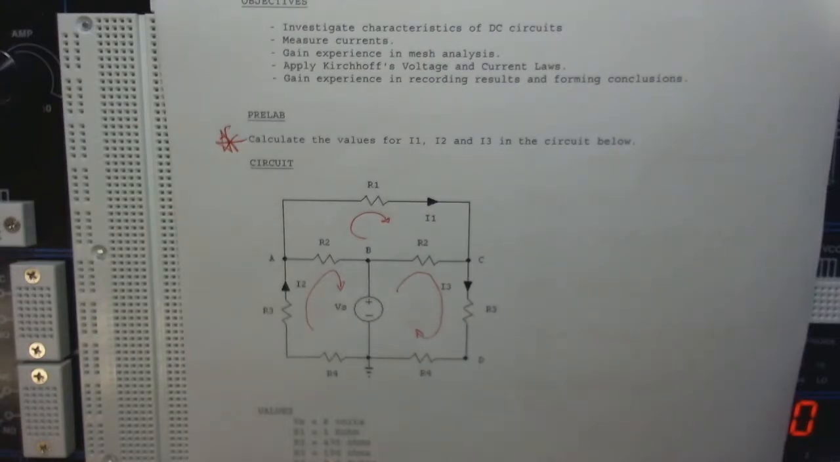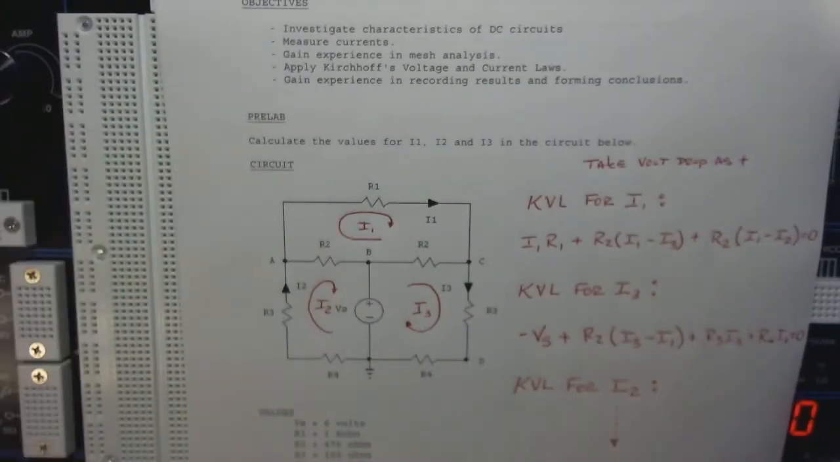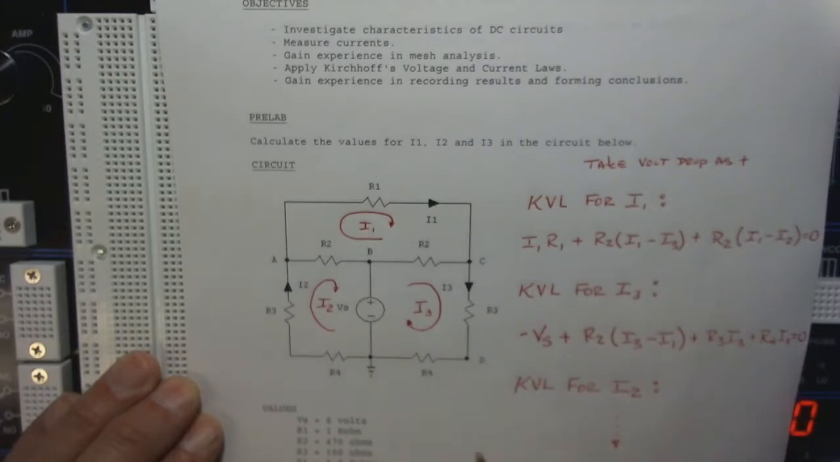So I'd recommend that you stop this video, that you sit down, and that you figure out what those are. So to help you do that, I've laid out some of the equations here. You could do it with node analysis, but mesh is probably going to be a lot easier on this problem, good practice on this problem.